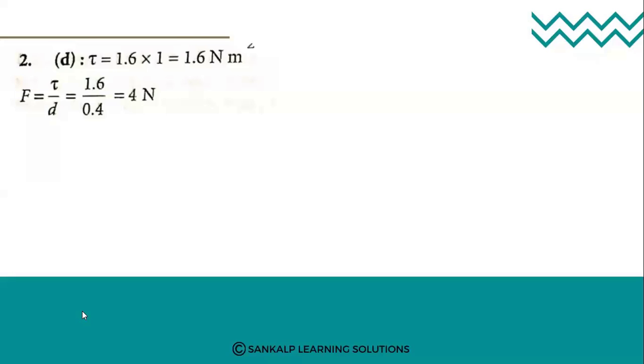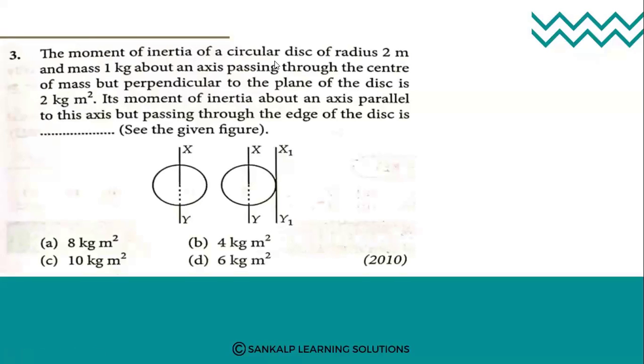Next question, students. See the next question. The moment of inertia of a circular disc of radius 2 meter and mass 1 kg about an axis passing through the center of mass, but perpendicular to the plane of the disc, is 2 kg meter square.